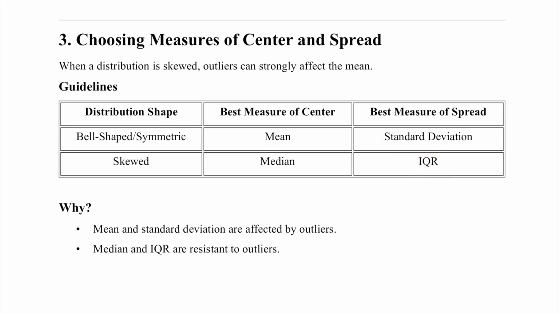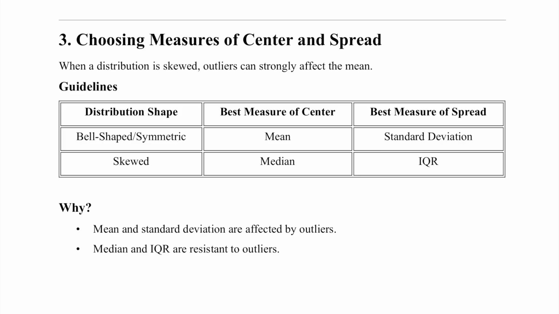Why? Because outliers affect the mean and standard deviation. A few unusually large or unusually small values can pull the mean away from the center. The median and IQR are much less affected by outliers. That's why they work better for skewed data.